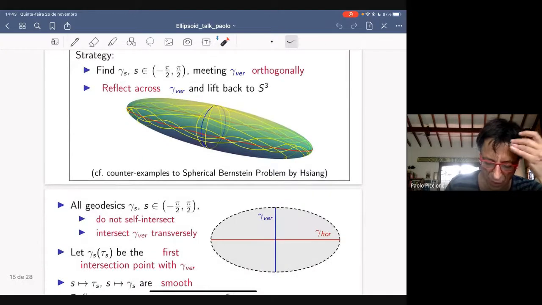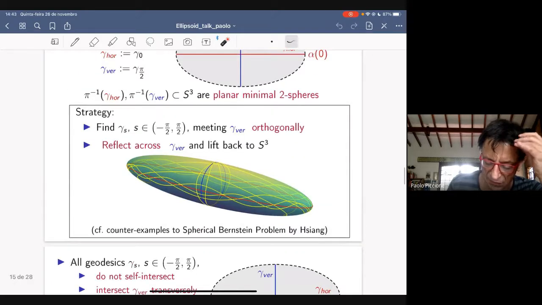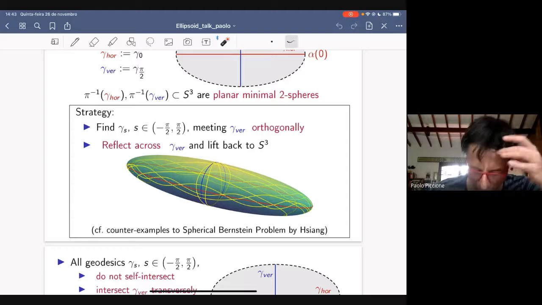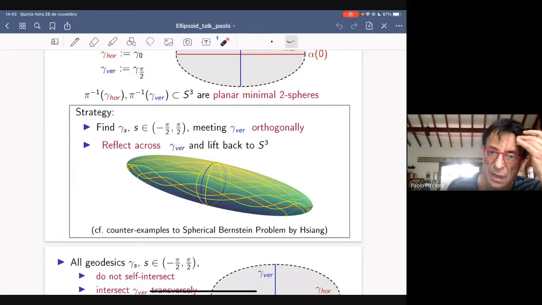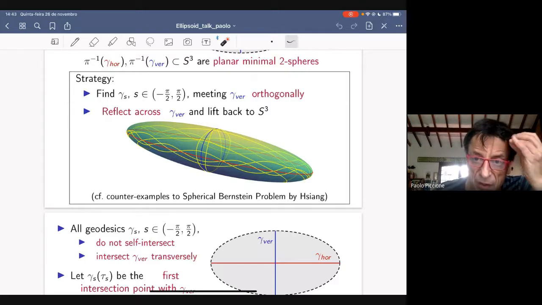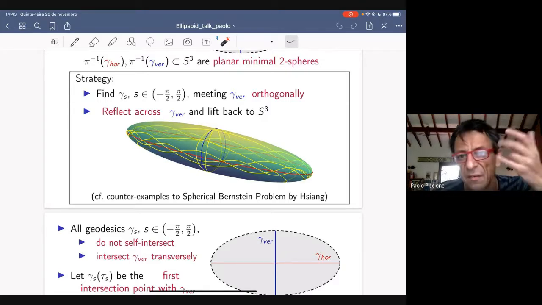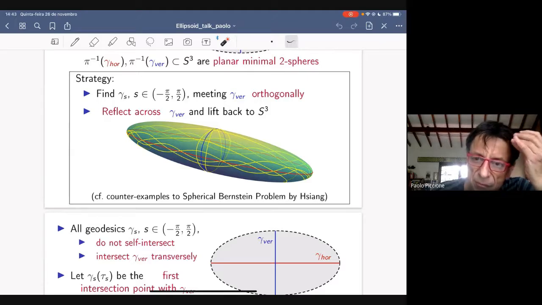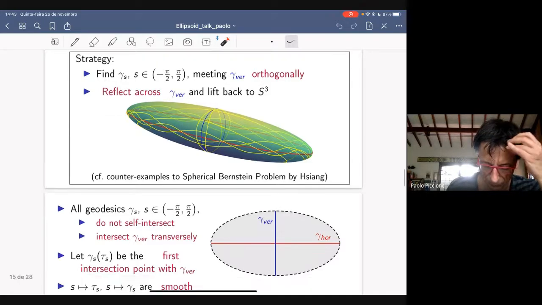This is also, by the way, this method of reducing dimension was used by, as I told you, Xiang to also give counterexamples to the spherical Bernstein problem on the sphere. That is, he proved existence of minimal spheres which are not equators on round spheres using this method. Okay.